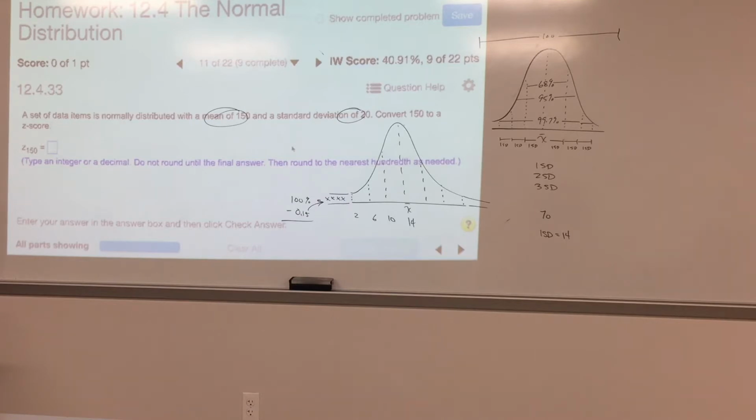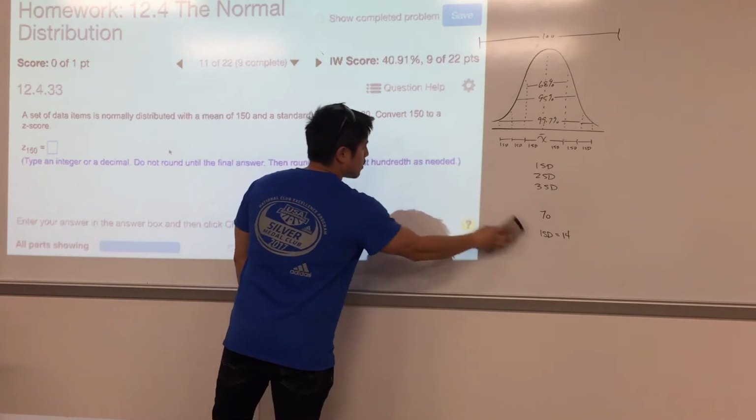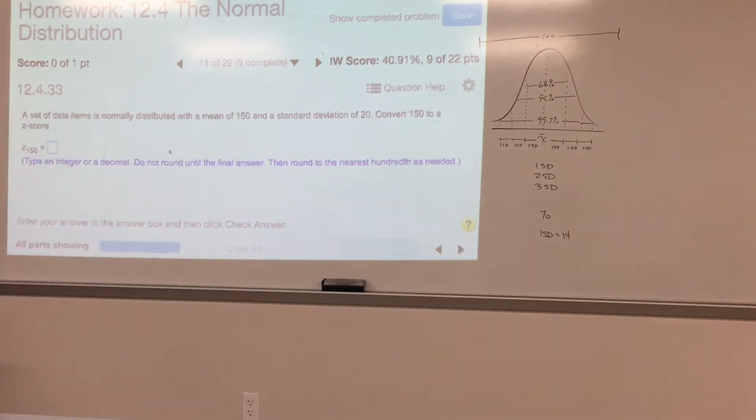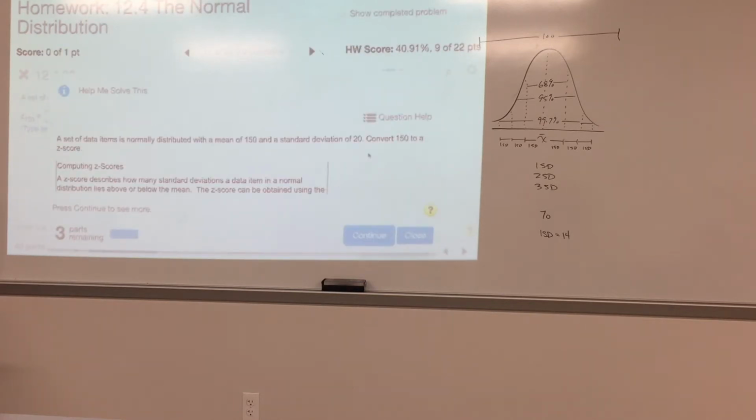Okay, and so we now move on to z-scores. They're not very difficult. I just want to use the help me solve this feature to show you guys that you can find stuff as well, just in case you forget. Z-scores are a pretty easy topic. It says a set of data items is normally distributed with a mean of 150 and a standard deviation of 20. Convert 150 to a z-score. I'll explain what this means in a moment. Let's go through the help me solve this.